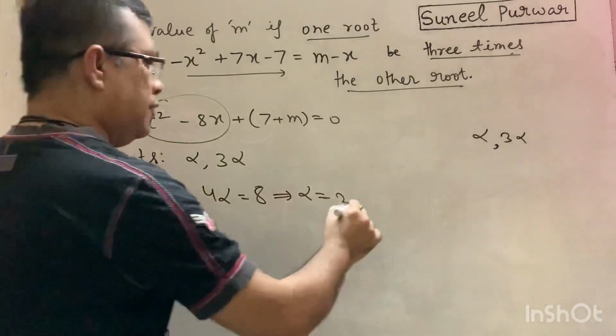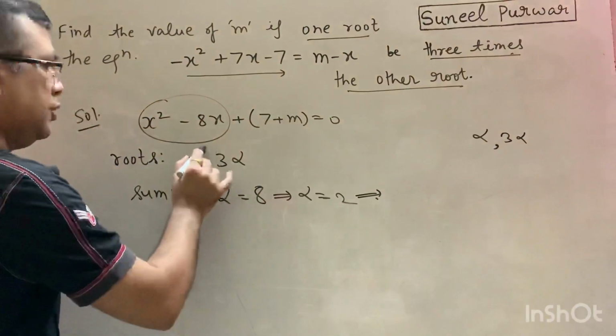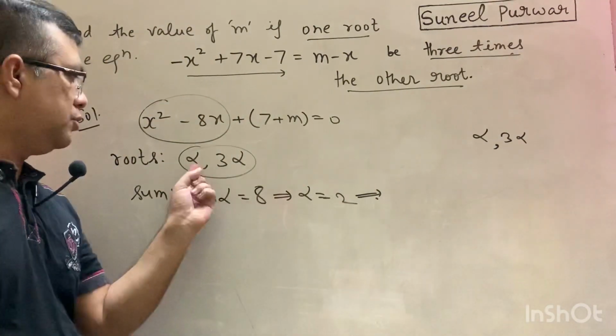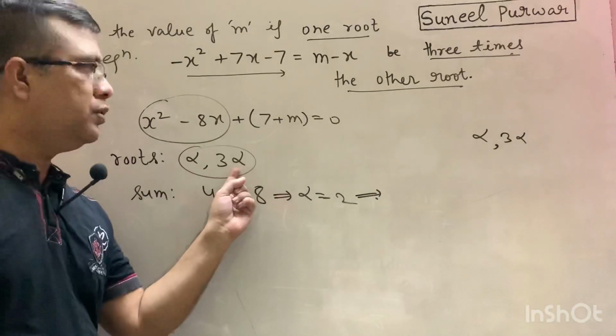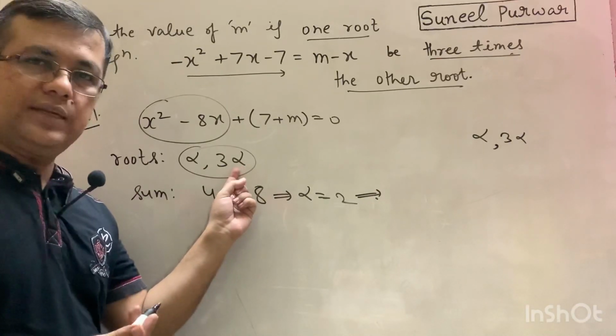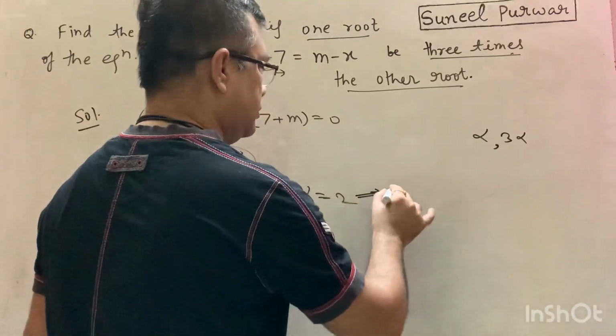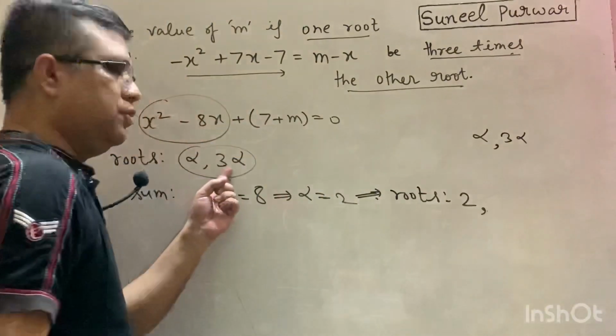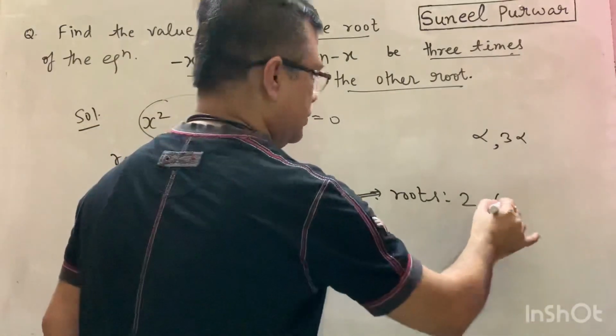Now, if alpha is equal to 2, what are your roots? You immediately get both the roots. Alpha is equal to 2 means one root is 2 and the other root is 3 times that, which is 6. So the roots are 2 and 6.